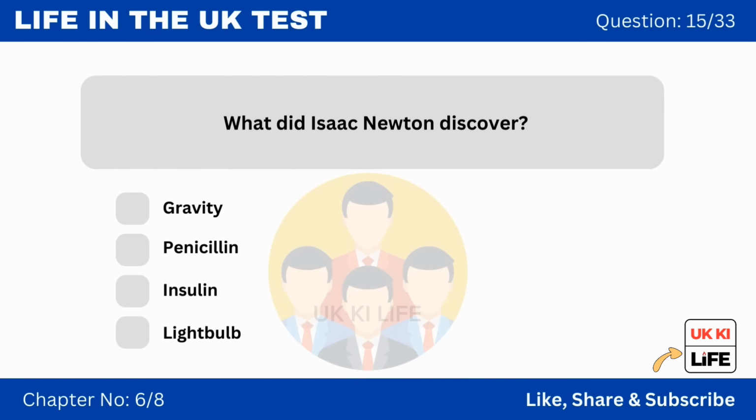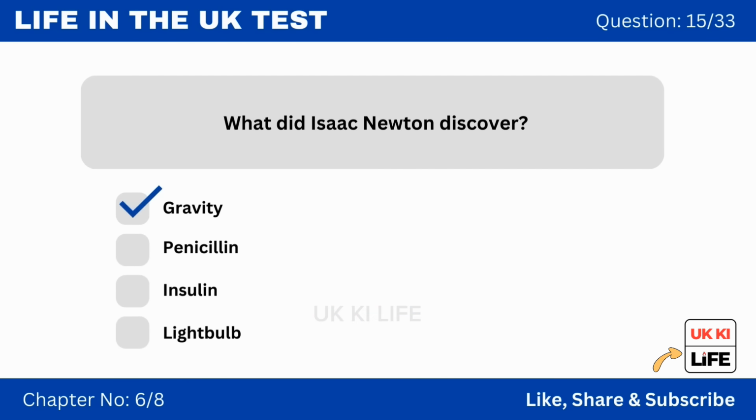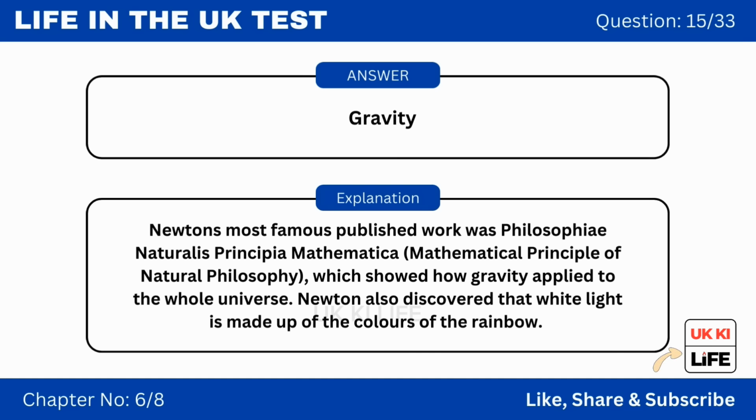Question 15. What did Isaac Newton discover? Gravity, penicillin, insulin, light bulb. The correct option is A. Explanation. Newton's most famous published work was Philosophiae Naturalis Principia Mathematica, mathematical principle of natural philosophy, which showed how gravity applied to the whole universe. Newton also discovered that white light is made up of the colors of the rainbow.